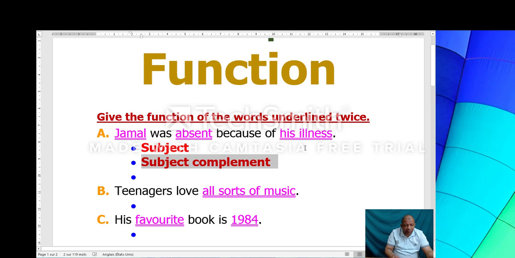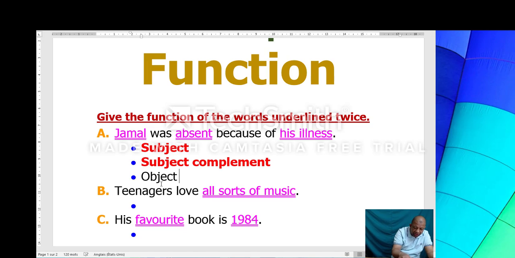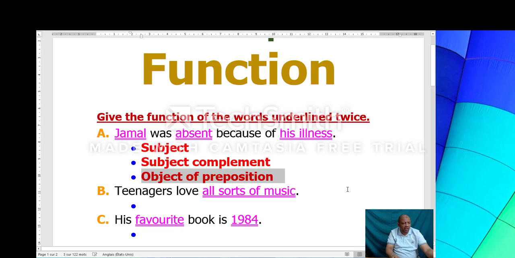His illness. So this is an object of preposition. An object of preposition is always related to a preposition. So because alone is a subordinate conjunction, but when we have because plus of, it becomes a preposition. Therefore, it is object of preposition. Here it is.